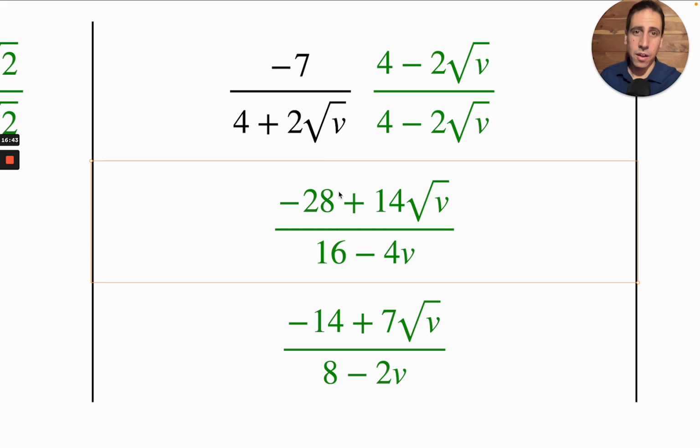We notice that all of these numbers are even. You can factor out a 2 from all the terms. So they all get cut in half, and this is your answer.